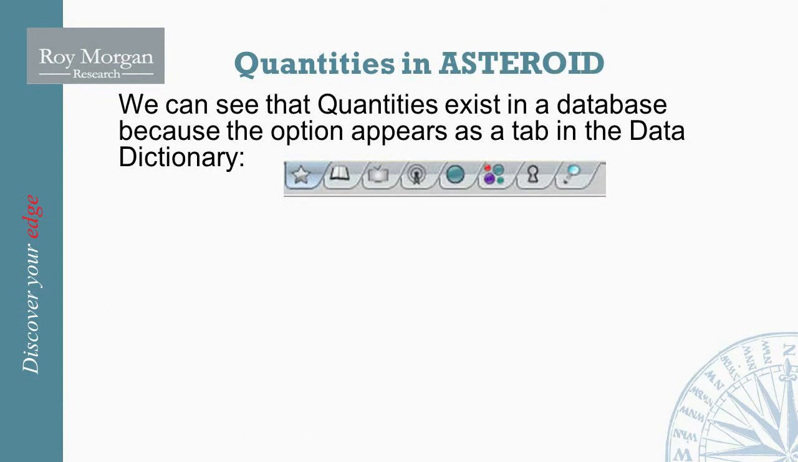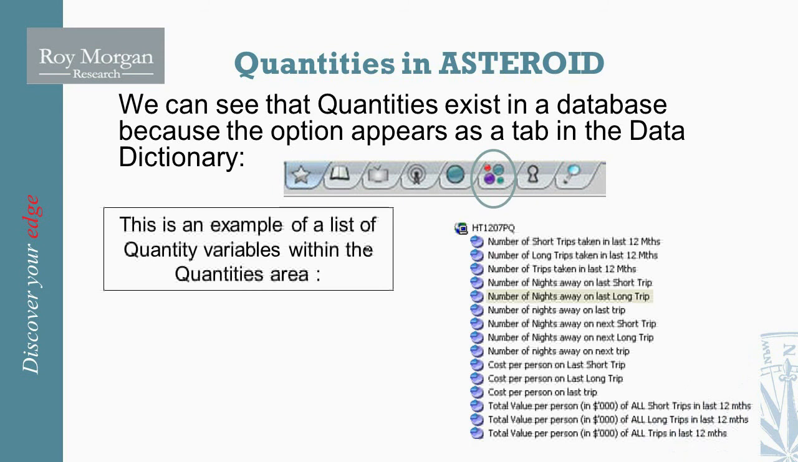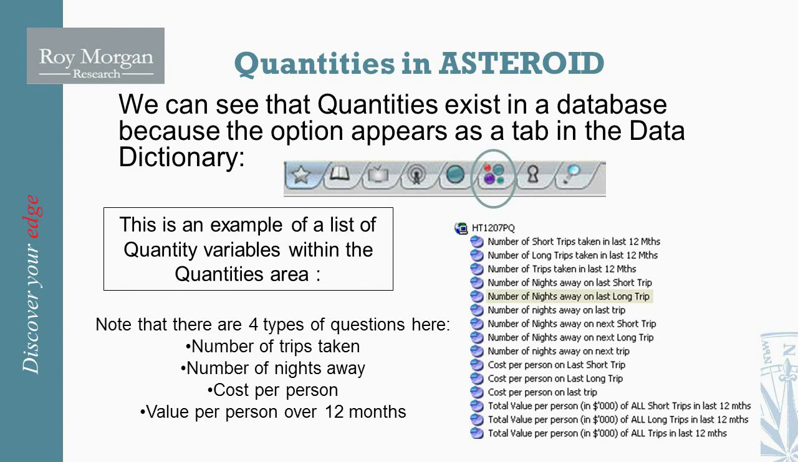So now we're going to look at quantities in Asteroid. We can see that quantities exist in a database because the option appears as a tab in the data dictionary. At the bottom of the data dictionary, where you see all items, private and find, these additional tabs show you what additional information you have within the database. In this case, we have quantities. And here we have an example of a list of quantities. These are based on a tourism type database, and we can see that there are 4 types of questions: number of trips taken, nights away, cost per person, and value per person over 12 months.